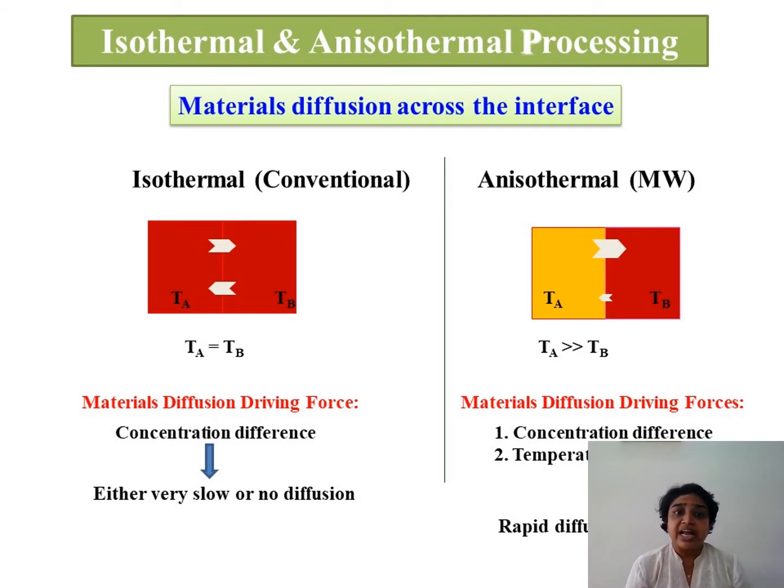So the driving force for material diffusion is very slow or there is no diffusion, because only the concentration gradient is the driving force. However, if we apply microwave, that is, if we create a non-isothermal condition, there will be two driving forces. The first is the concentration difference, which is also there in the conventional case. One additional factor in the microwave is the temperature gradient. Just now we have seen that, due to the different properties of the material, two phases have different abilities to absorb microwave and hence acquire different temperatures.